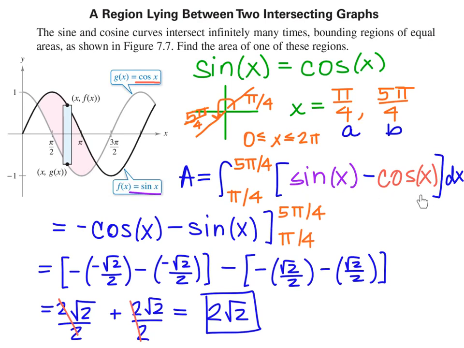So I integrate sine minus cosine, and I get negative cosine minus sine. I have a little bit more room here, so I can show you what happens when I plug in 5 pi over 4, and that becomes negative root 2 over 2 for both sine and cosine here, and for pi over 4, that becomes positive root 2 over 2. So when you combine these things, you get a square root of 2 here, plus another square root of 2 here, so the area between any of these intersecting curves is going to be 2 square root of 2.